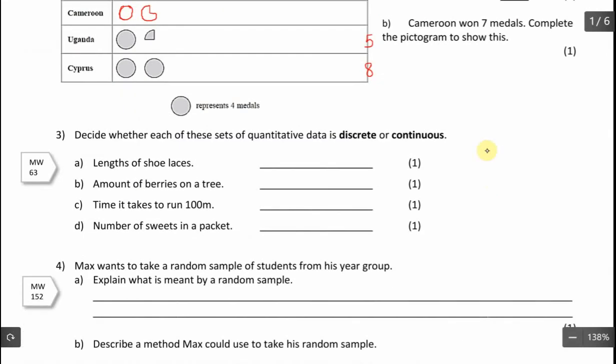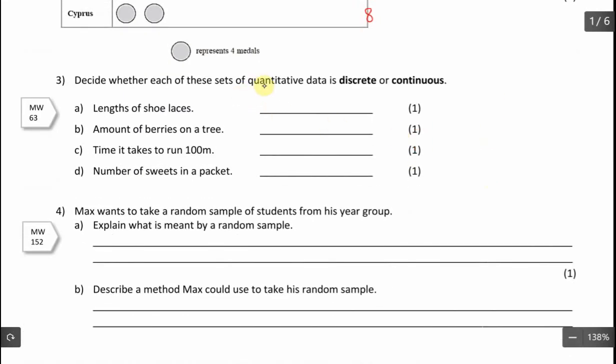Number 3. Decide whether each of these sets of quantitative data is discrete or continuous. So these are all quantitative data, not qualitative. We just need to decide whether it's discrete or continuous. Remember, discrete means can only take set values. So for example, whole numbers, or even increments of numbers, but you can't have absolutely anything. Continuous means you can have absolutely anything. So an infinite number.